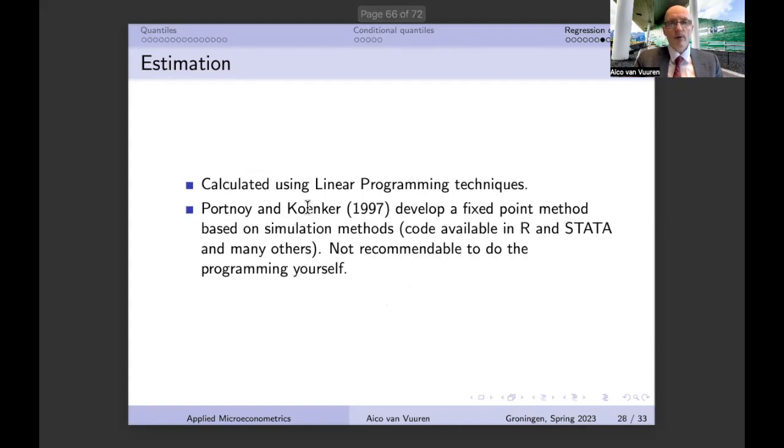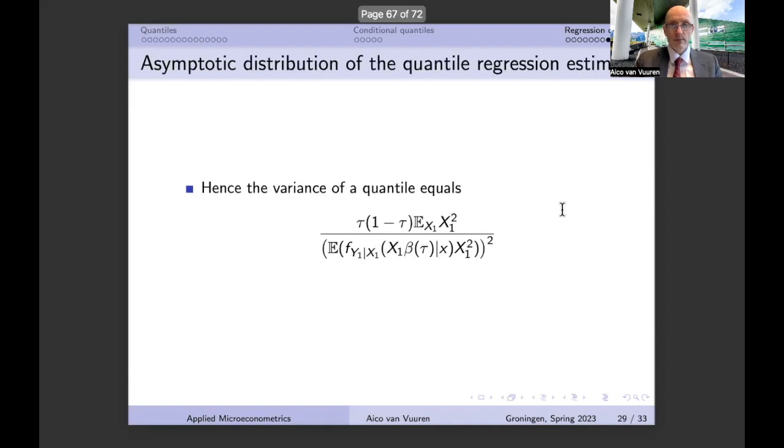Well, Portnoy and Koenker in 1997 developed a fixed point method based on simulation methods, and most of the code that is now available, for example in R and Python, but also in Stata, actually uses this method. It's not very recommendable to program it yourself, but it's very easy to use code that is already available for you.